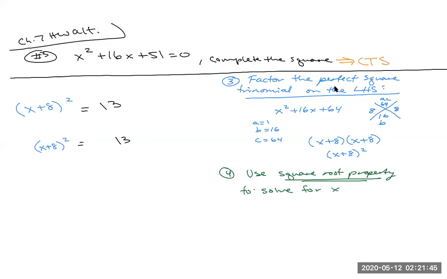And then when you take the square root of both sides, you get a plus minus in front of the number part, the square root 13. And then the square root cancels out the square on the left-hand side. So we have x plus 8 equals plus or minus square root 13.